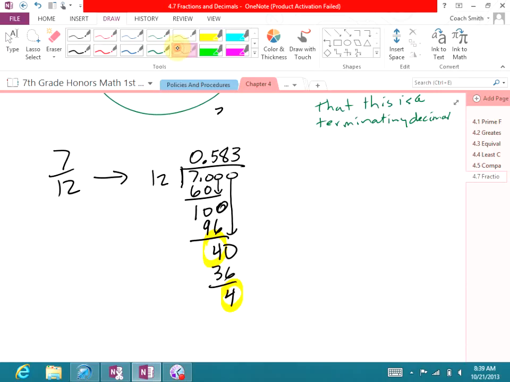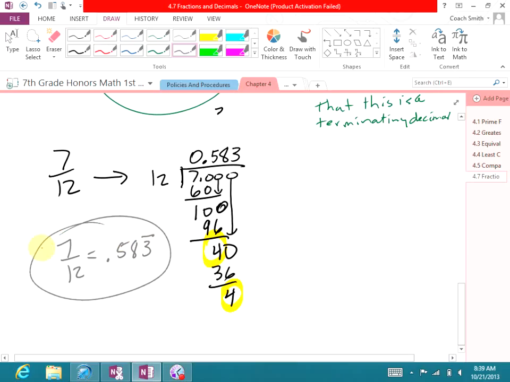So my answer then is 7/12 is equal to 0.583 with the bar over the 3, because that's what repeats. In other words, if I kept going, this would go on forever. It would never stop, obviously, because it keeps repeating. Matthew? So you stop and put a bar over it after you get to the same number? When you start repeating the same digit, that's when you put the bar.